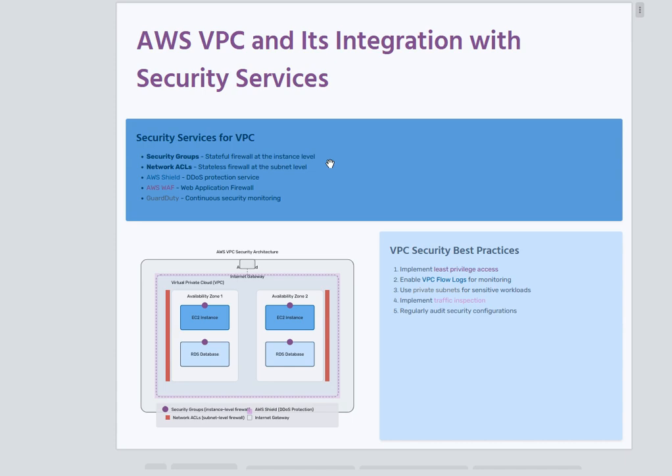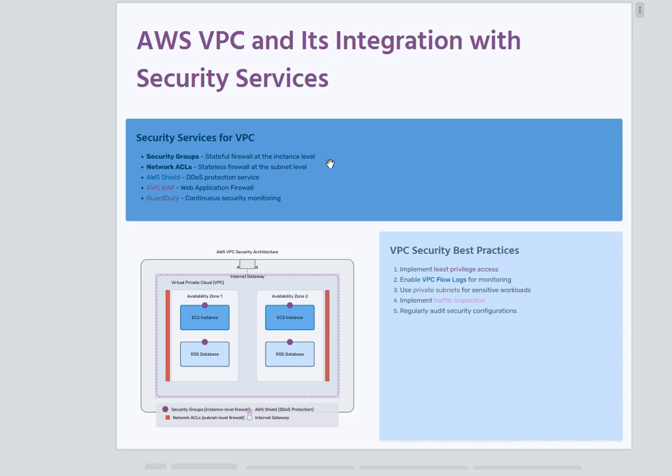It's a stateless firewall, which means if you allow something outbound, you need to create another rule for inbound. And then you've got the AWS Shield service, a DDoS protection service that can be used. Then you can use AWS Web Application Firewall, and then Amazon GuardDuty for continuous security monitoring. We're going to talk about these services separately, but just remember these are the ones we're going to use: security groups, network ACLs, Shield for DDoS protection, web application firewall, and GuardDuty.